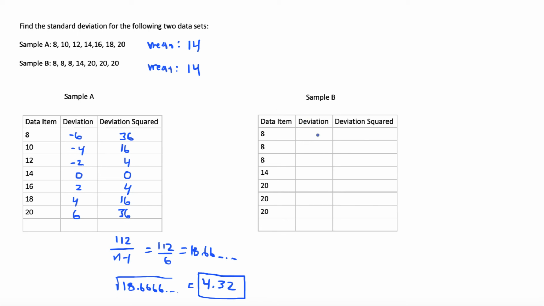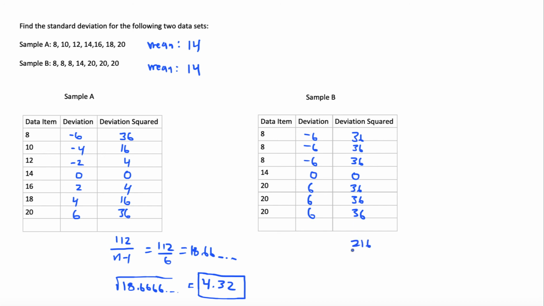So let's go ahead. 8 minus 14, we're finding a deviation. We subtract 14 from each of these numbers. 8 minus 14 is negative 6. You get another negative 6 and a negative 6. 14 minus 14 is 0. Then 20 minus 14 is 6, so these are all going to be 6. Notice that when we square this, negative 6 squared is 36, so these all become 36s. When we add these 7 numbers together, we get 216.